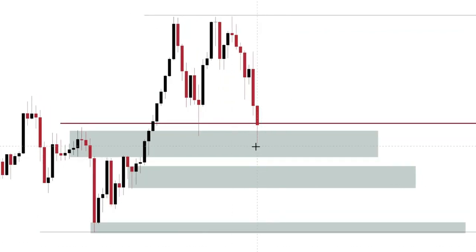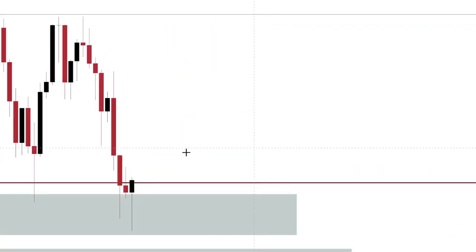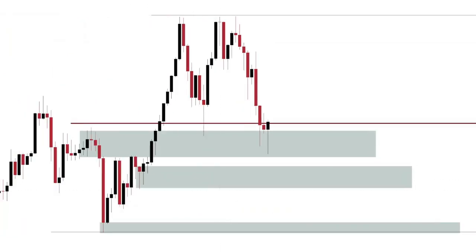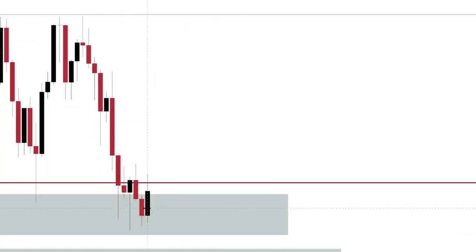So we can see prices reacting from our breaker. This is not an engulf because the body did not take out the wick of the previous day. So nothing is confirmed yet. Okay, we finally have an engulf.